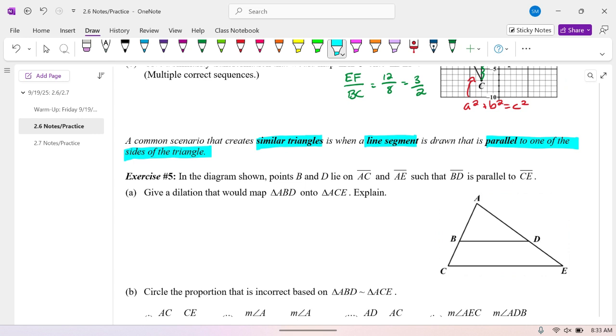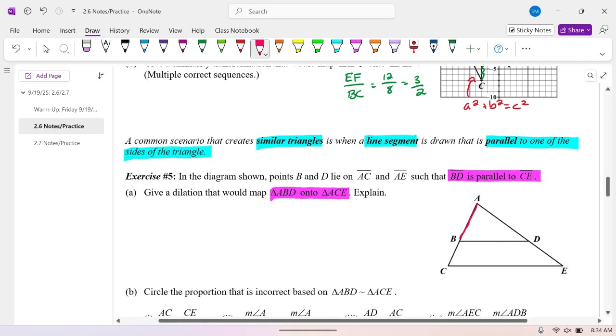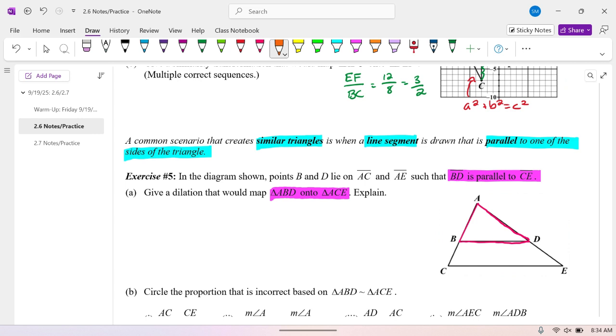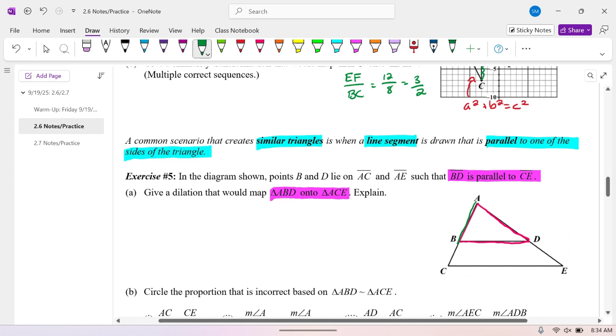But we do now have two similar triangles. So in the diagram shown, B and D lie on AC and AE such that BD is parallel to CE. And we're going to give the dilation for ABD to ACE. Now, what this looks like is ABD is this triangle right here. It's the little baby triangle that gets formed right there, whereas ACE is the big triangle that we flat out see.